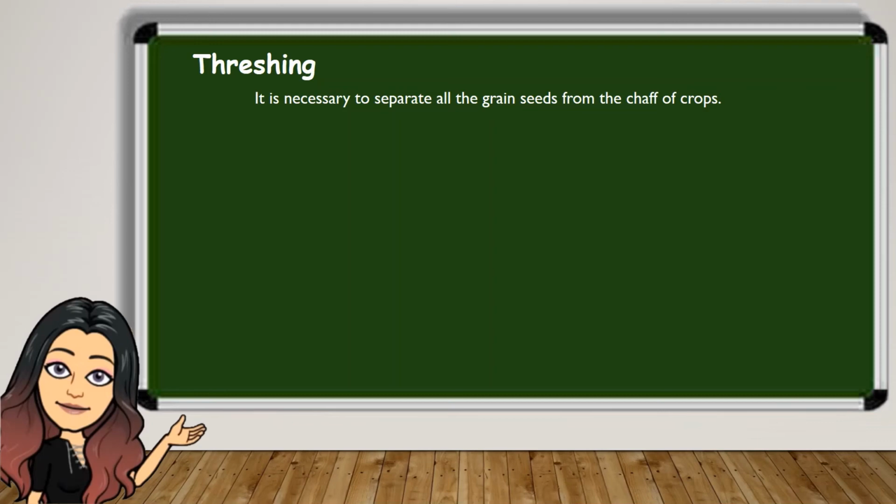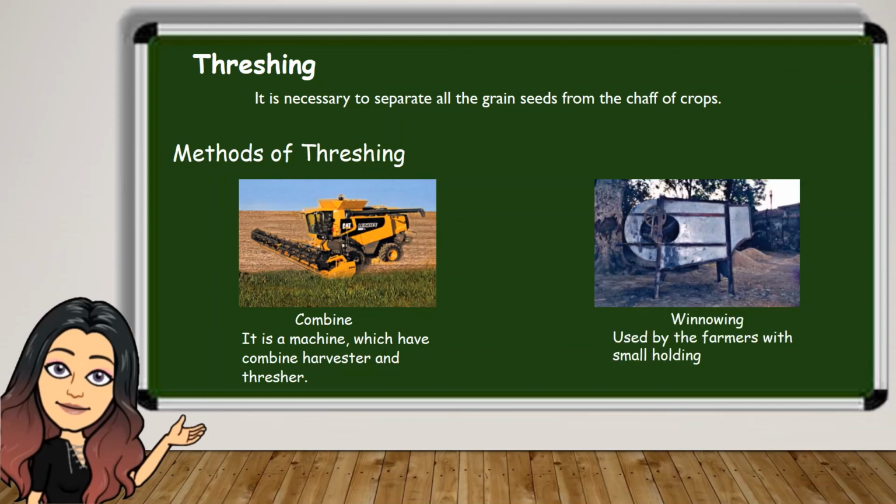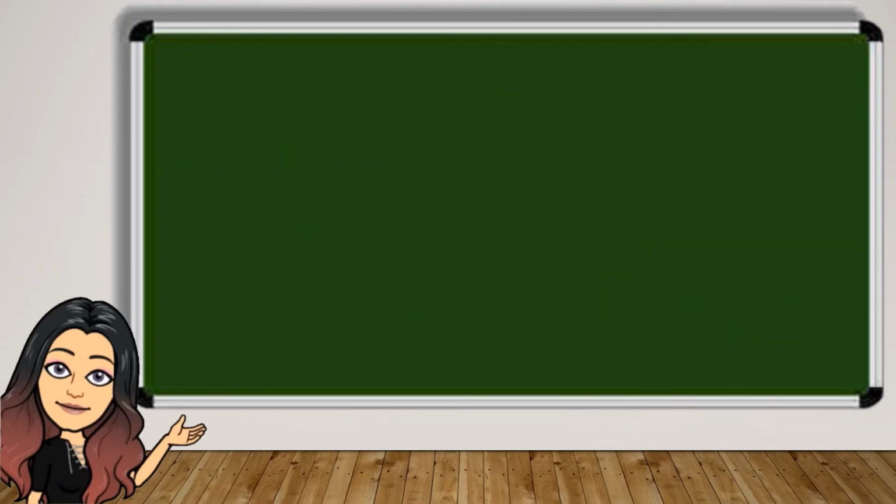Threshing is carried out by two methods. Combine: it is a machine which has a combine harvester and thresher. Winnowing: used by farmers with small landholdings. The waste is used as animal food, while the fine quality grains are stored in storage.